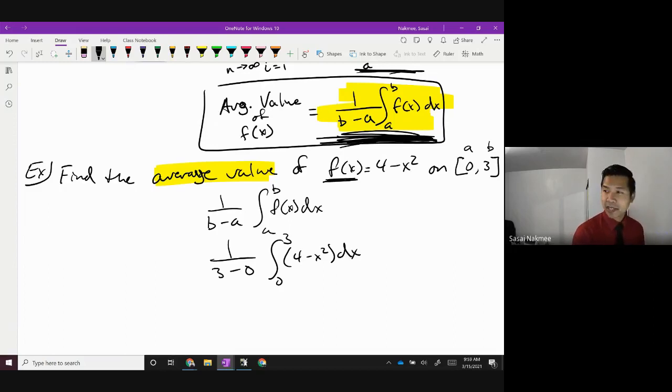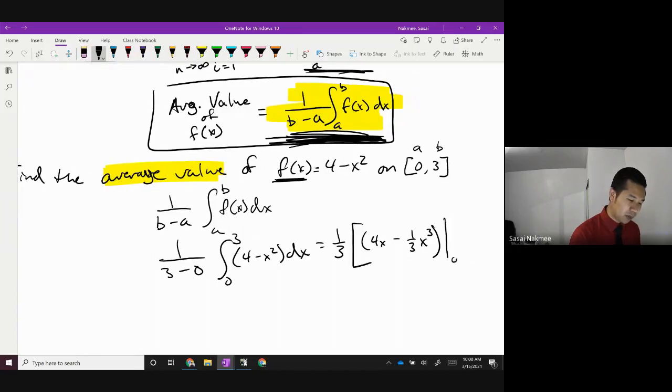Which we practiced doing by hand last time, right? This should be equal to 1 over 3 times the integral inside here. The antiderivative of 4, if you remember, is 4x, because the derivative of 4x is 4, minus the antiderivative of x squared, which is 1/3 x cubed. How do I know it's 1/3 x cubed? The derivative of x cubed brings the 3 down, the 3 and the 1/3 cancel, and then this would be x squared. And this is, of course, evaluated from 0 to 3.